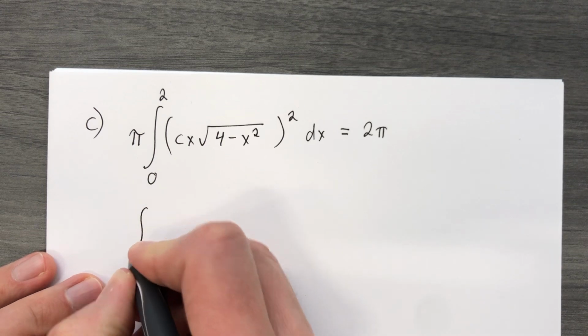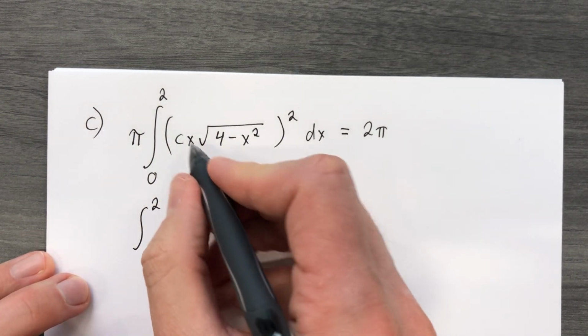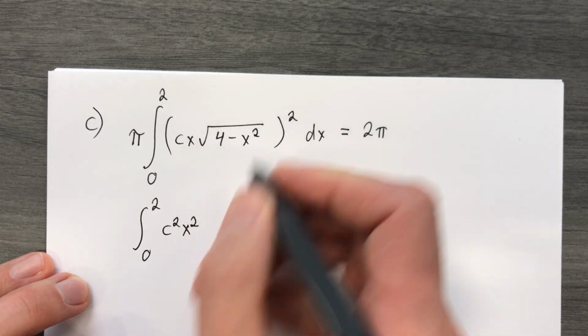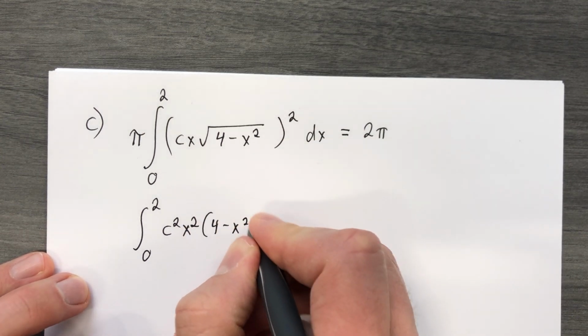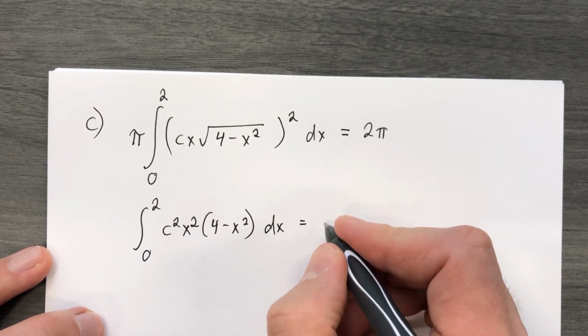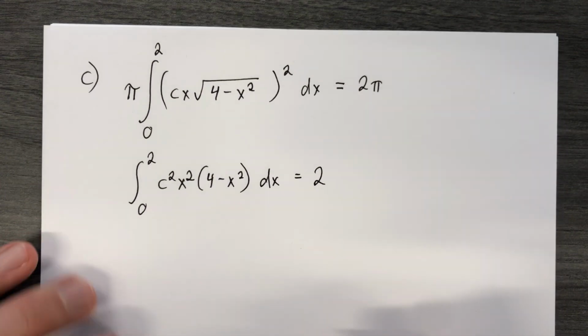So we're going to have the integral from 0 to 2 of c squared x squared, and then all this stuff was square rooted and it got squared, so 4 minus x squared, dx equals 2, not 2 pi. We've canceled the pi's out.